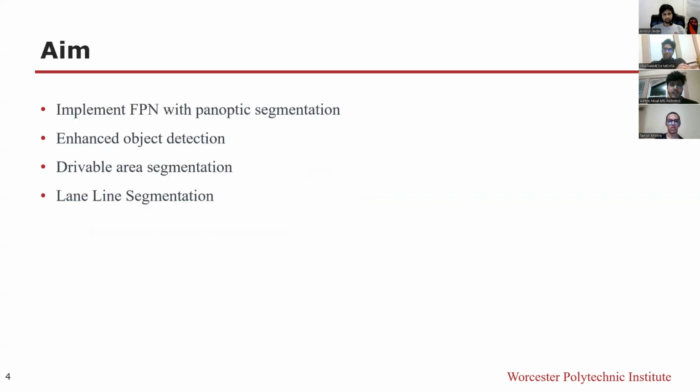So moving on to our aim. Our main goal is to implement FPN with panoptic segmentation. We expect this to improve the accuracy and performance for panoptic driving perception tasks. The potential benefits include enhanced driving detection, drivable area segmentation, and lane detection. We will also discuss the novel aspects and challenges of our project.